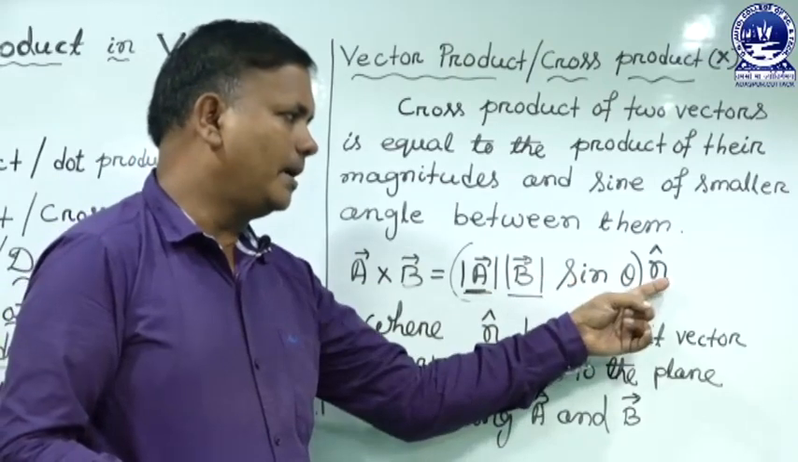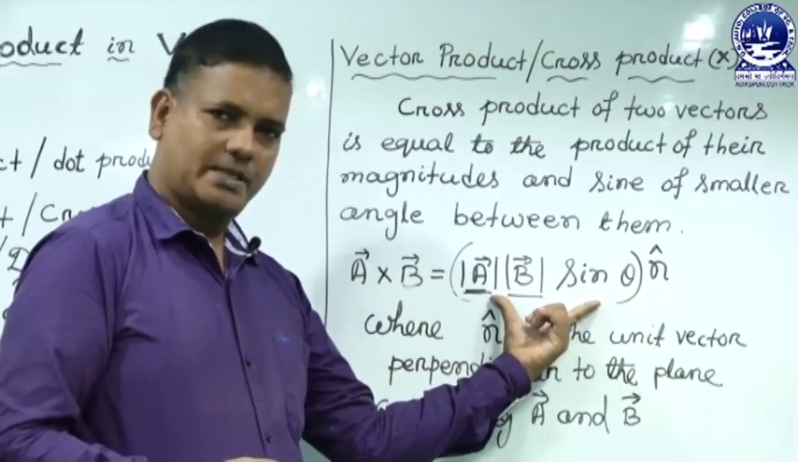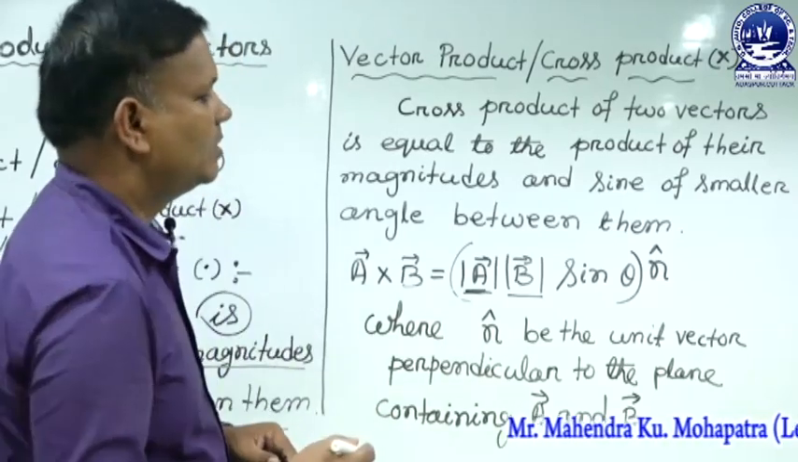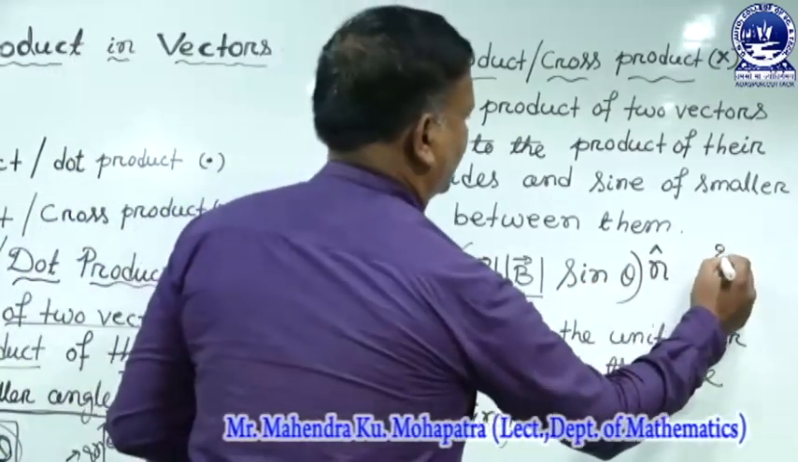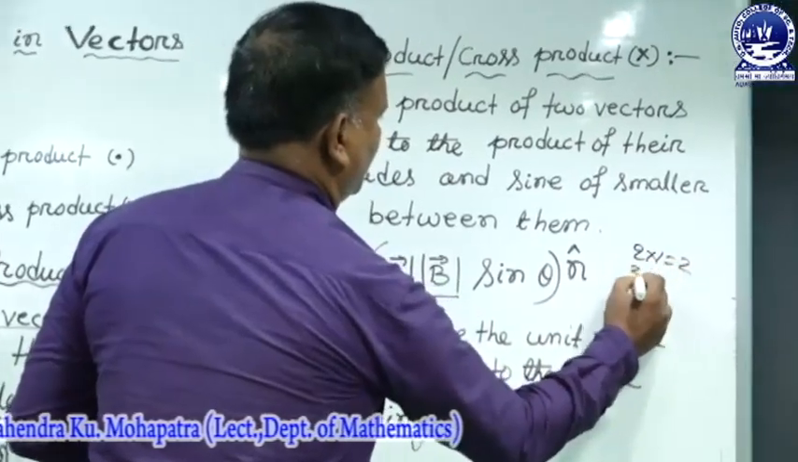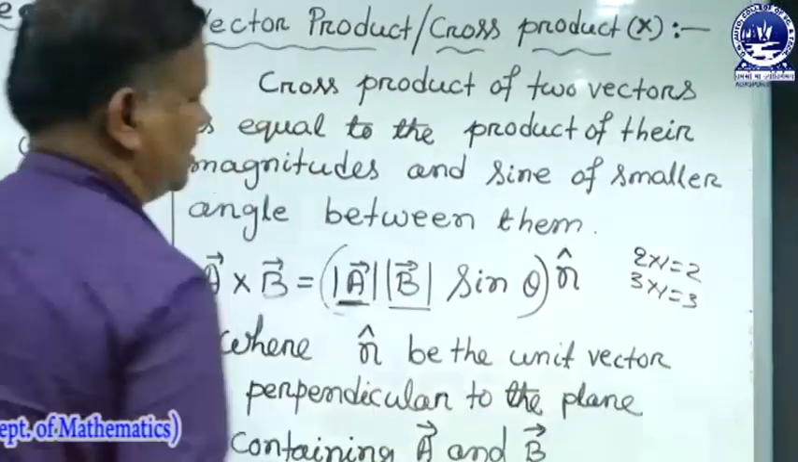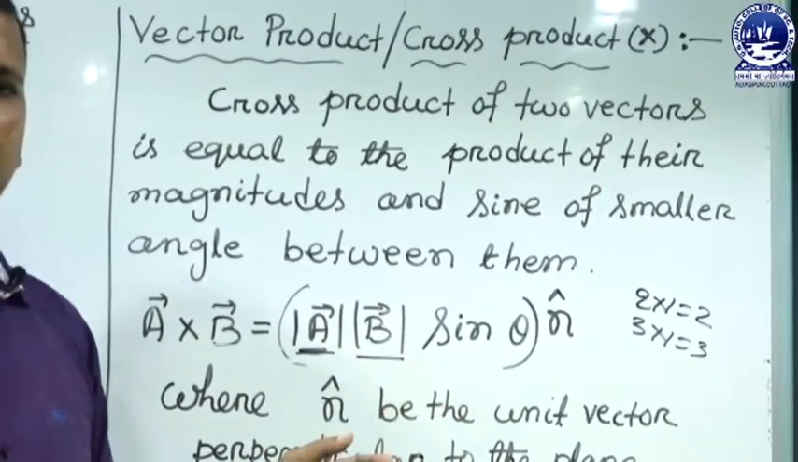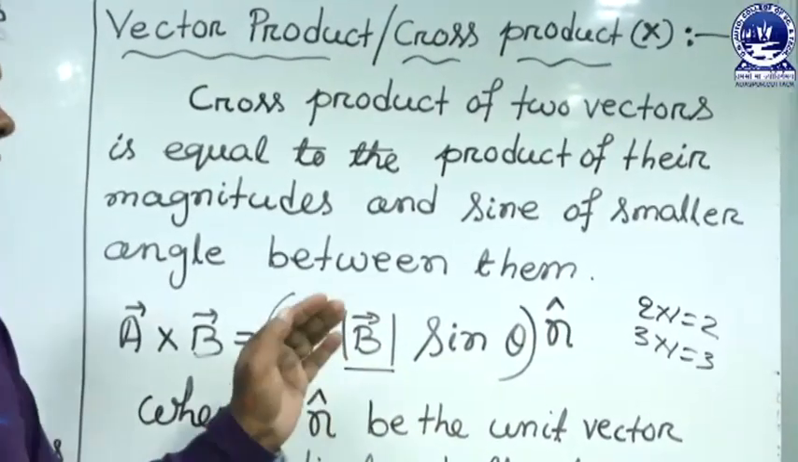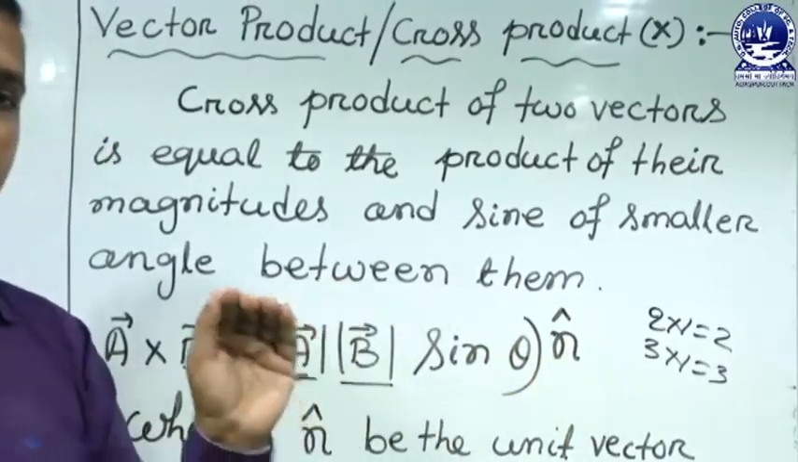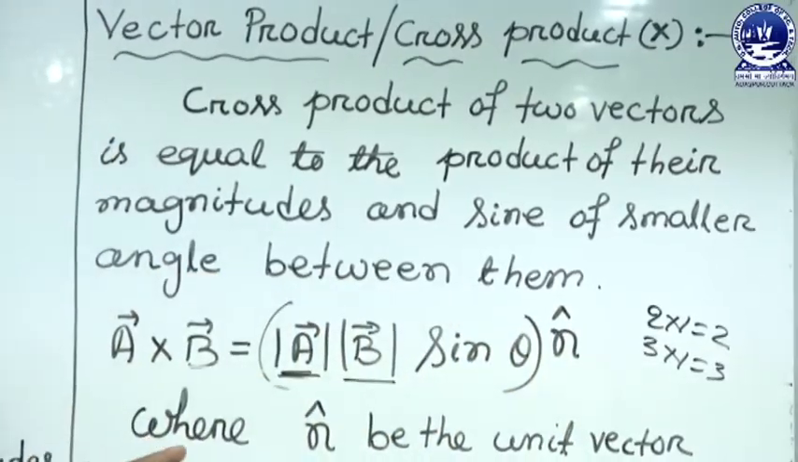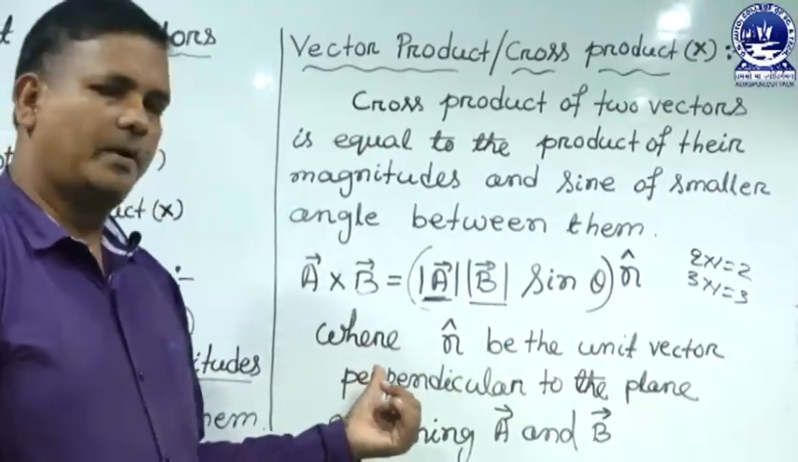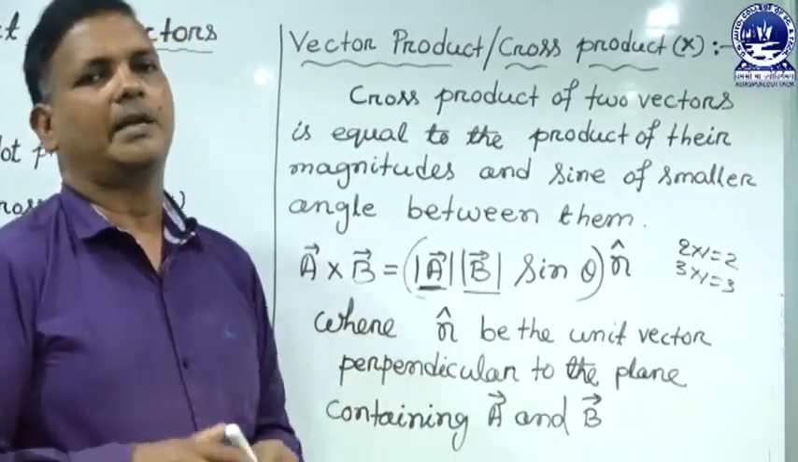When we multiply n cap with this result, the result does not increase, because 2 into 1 is 2, 3 into 1 is also 3. So in case of multiplication with a unit vector, the magnitude of the vector is not affected, but n cap gives only the direction. Here n cap is the unit vector perpendicular to the plane containing A and B.